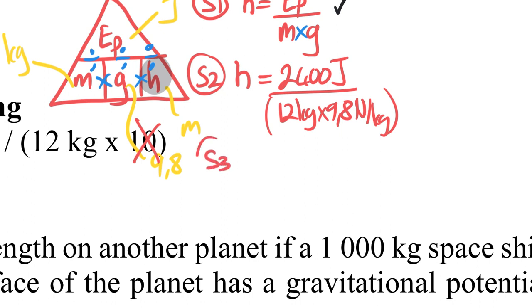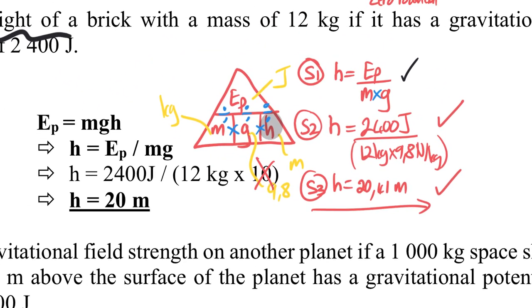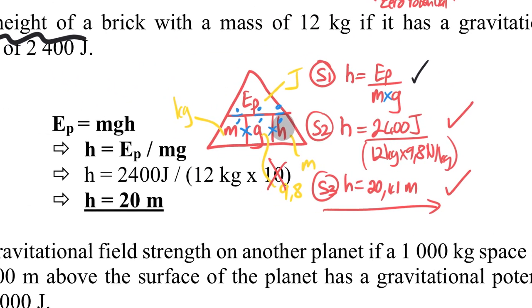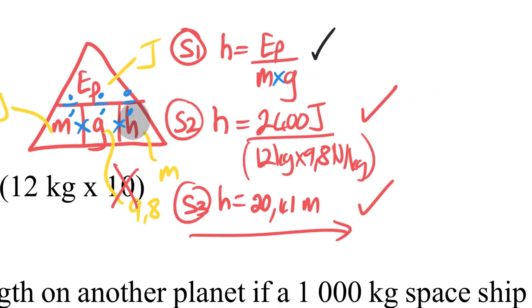Then step number 3, if we work it out, we say 2,400 divided by bracket 12 times 9,8, close bracket. And that should give us an answer of 20,41 meters. So there's the allocations of the second and the third mark. Now, this is an example of where we've manipulated the standard formula of E equals mgh in order to make h the subject of the formula.